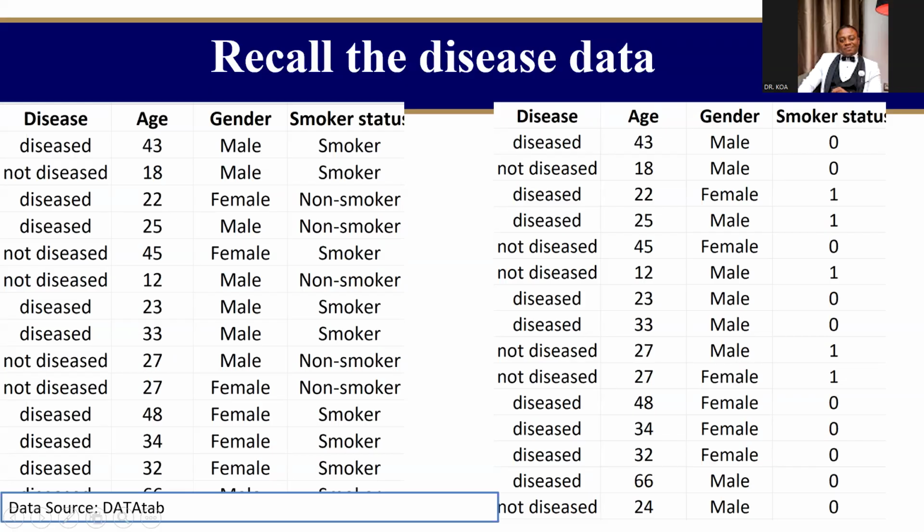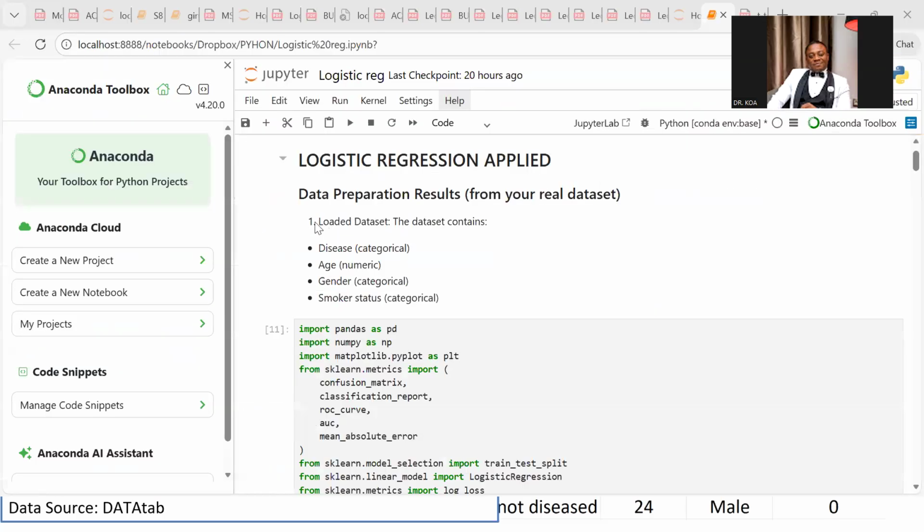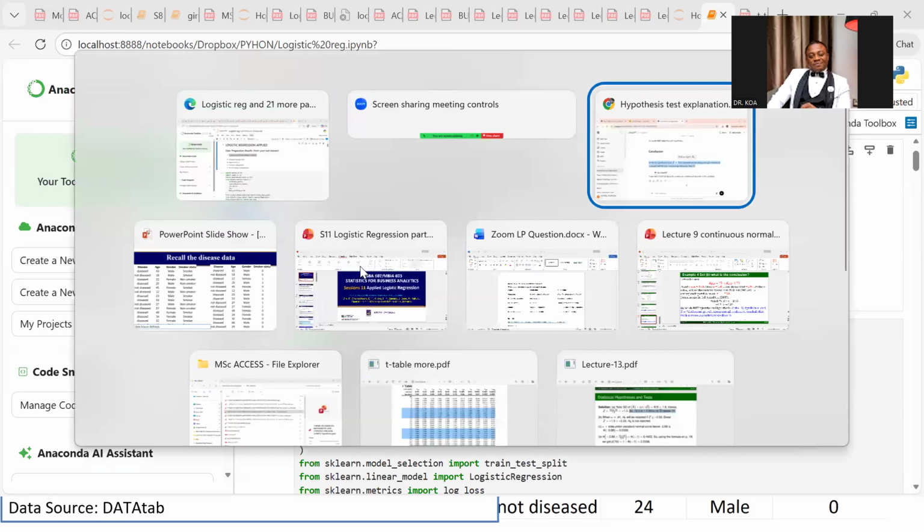Let me just go quickly to the Jupyter notebook so that you can follow what I am also saying. In the Jupyter notebook you have to load the data set, which is demo logistic. You will notice that there is a dependent variable or a target variable.